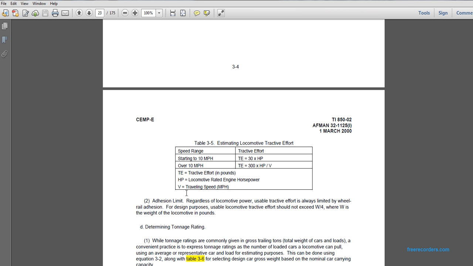2. Adhesion is limited regardless of the locomotive power. Usable traction effort is always limited to the wheel adhesion. Adhesion for the design usable locomotive effort: the effort should not be exceeded. W/4, or the weight of the locomotive in pounds divided by 4.